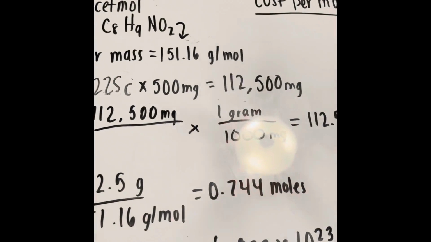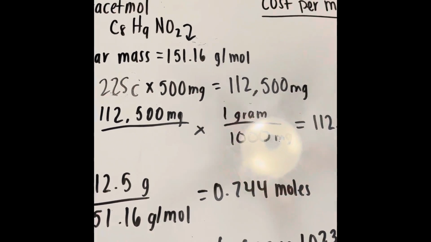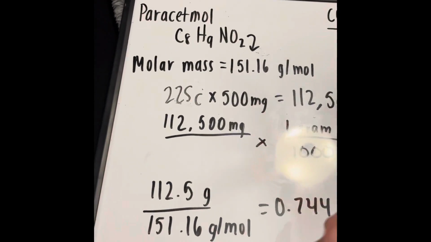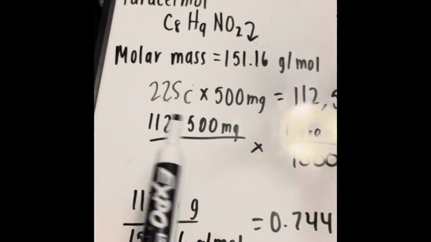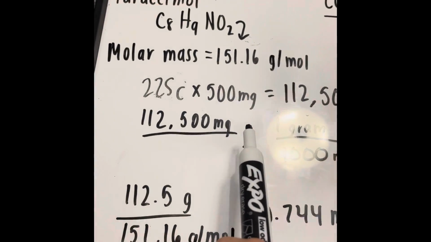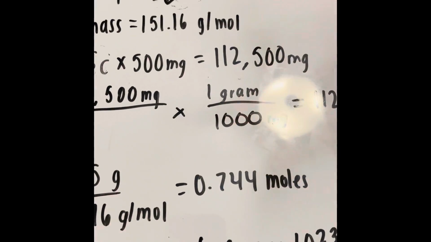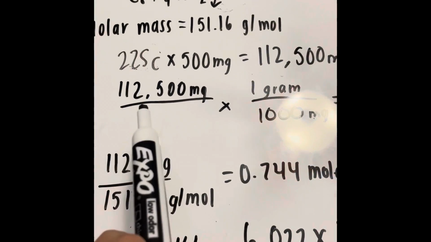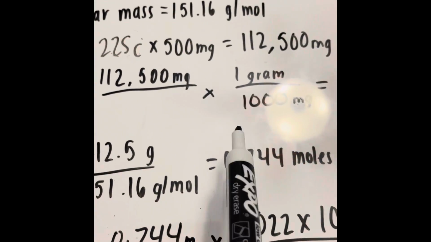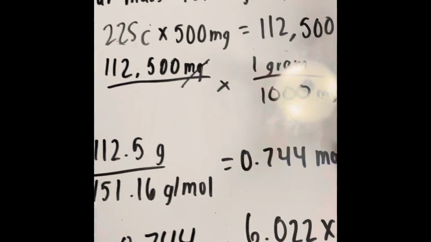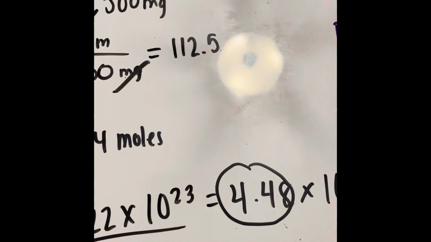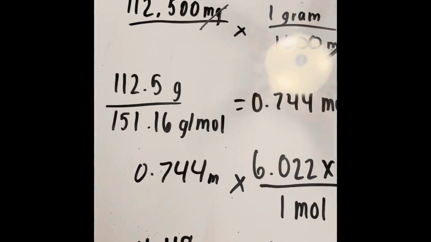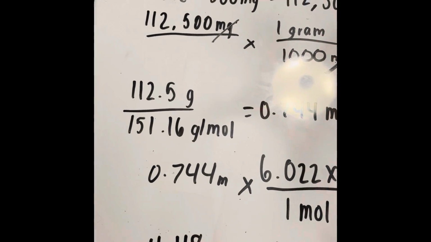Then I'm going to find how many grams are in a bottle, since for this question I am doing the cost per molecule of a bottle. I was given in the problem 225 caplets of 500 milligrams, so I multiplied those to find that there is 112,500 milligrams in a bottle. To find the grams, I would multiply that number by 1 and divide by 1,000 milligrams and cross these out to see that there is 112.5 grams.